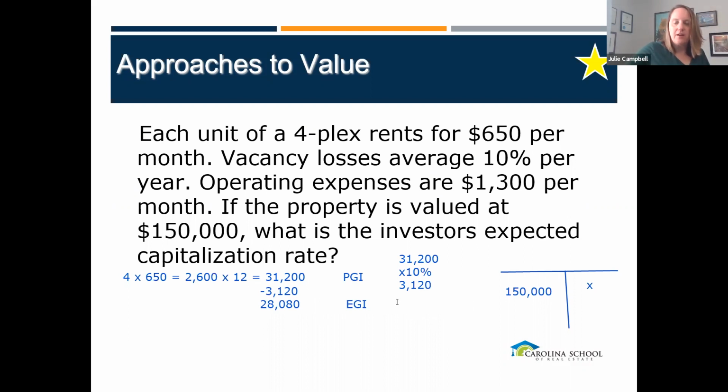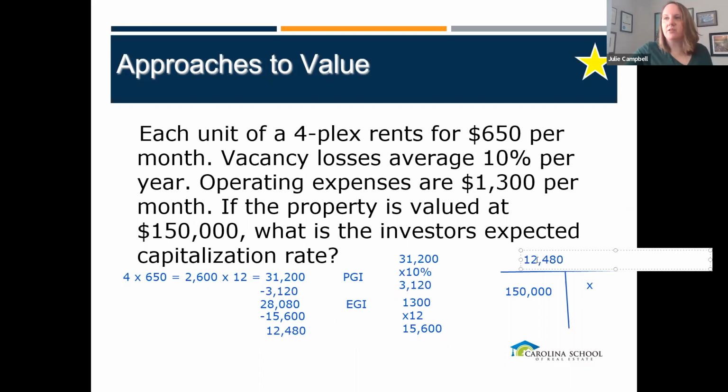Operating expenses are $1,300 per month. I need annual, so I multiply by 12 to get annual operating expenses of $15,600. Deduct that from my $28,080 to get a net operating income of $12,480. That's the missing piece of this puzzle. I had to find my net operating income. In order to find my cap rate, I have another formula.